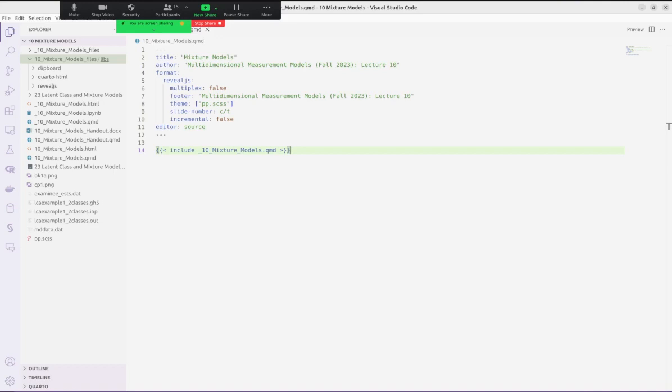Where they fit into multidimensional measurement models is when you combine mixture models with other versions of things, in particular mixture item response models. In the early 2010s, people were really interested in mixtures, and mixture Rasch models became very big. So mixture Rasch models were a type of mixture IRT model. We'll get to a little bit of those coming up.